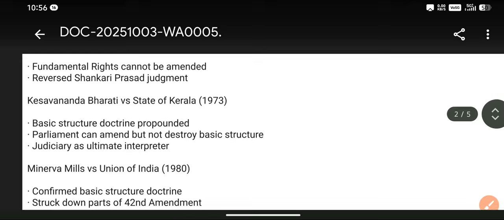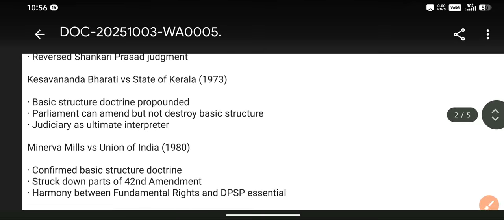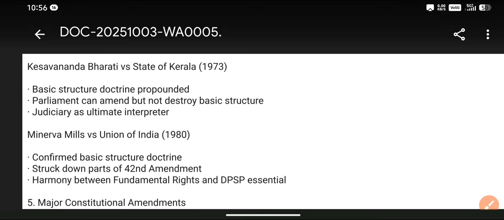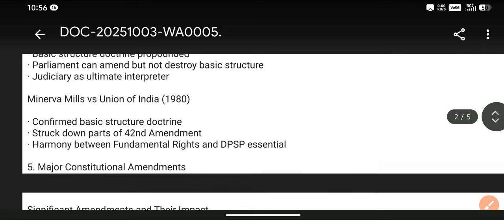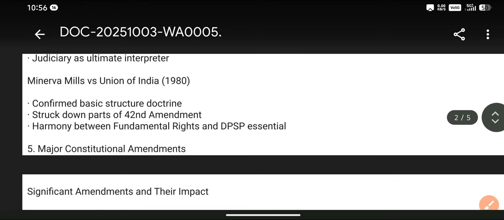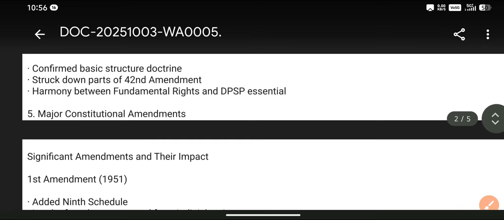Reversed Shankari Prasad judgment. Kesavananda Bharati vs. State of Kerala 1973. Basic structure doctrine propounded. Parliament can amend but not destroy basic structure. Judiciary as ultimate interpreter. Minerva Mills vs. Union of India 1980. Confirmed basic structure doctrine. Struck down parts of 42nd Amendment. Harmony between fundamental rights and DPSP essential.